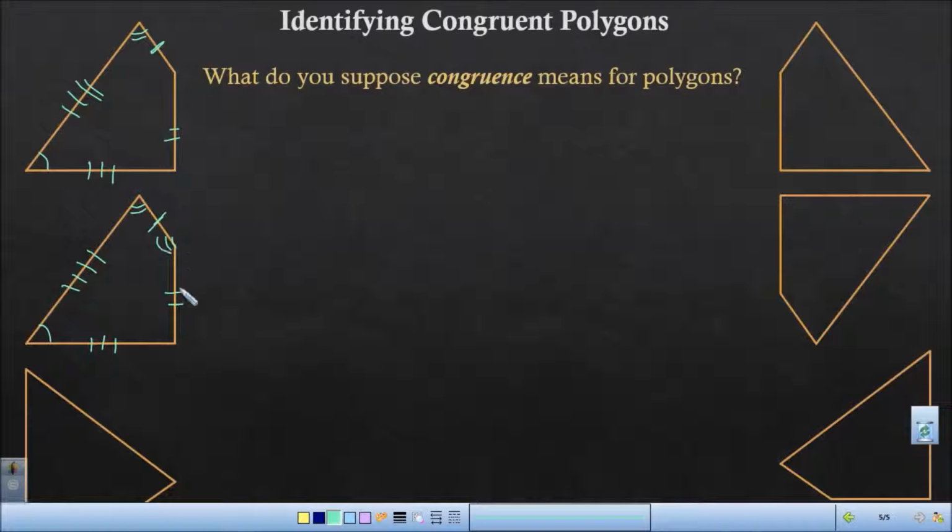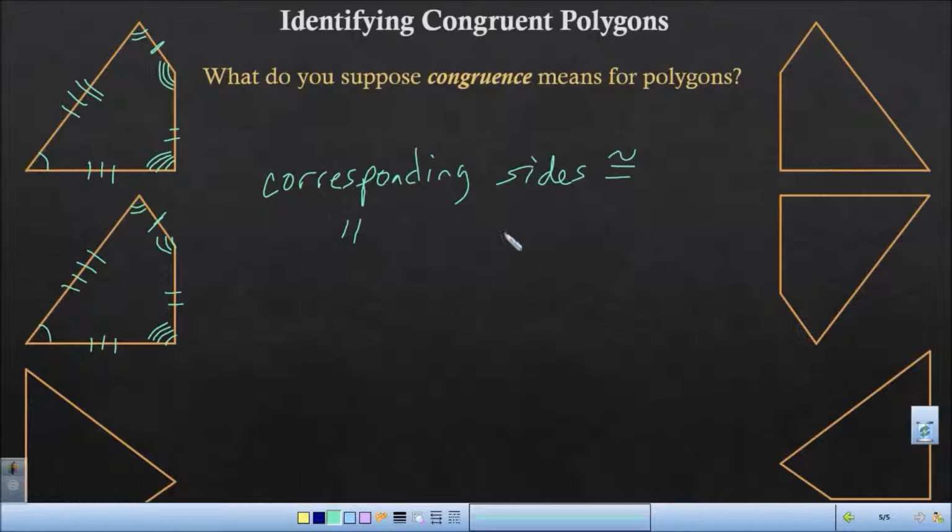If I can tell that all the angles are congruent, all sets of angles and all sets of sides together, all right, then these two polygons are said to be congruent. We say that corresponding sides are equal or congruent, and we say that corresponding angles, I need to write that word, corresponding angles.